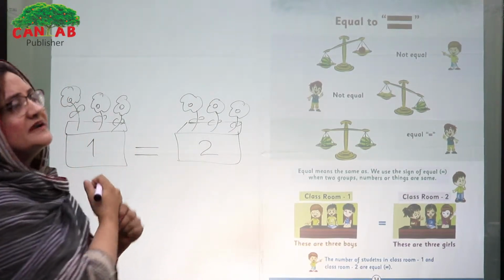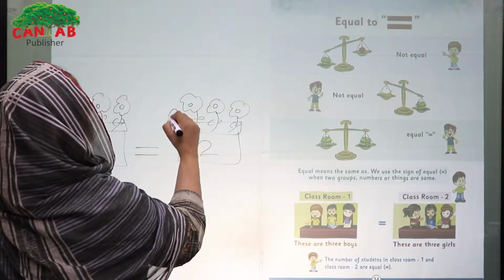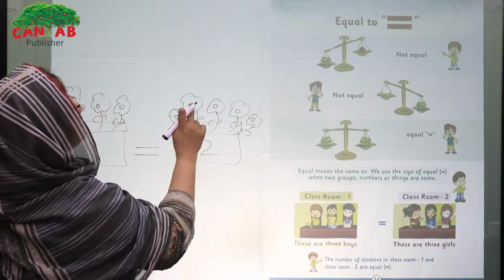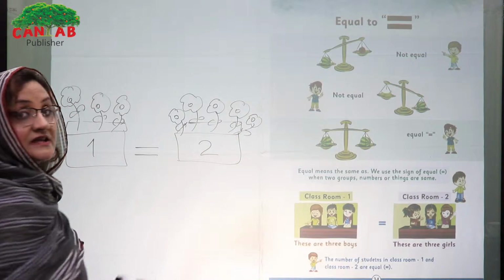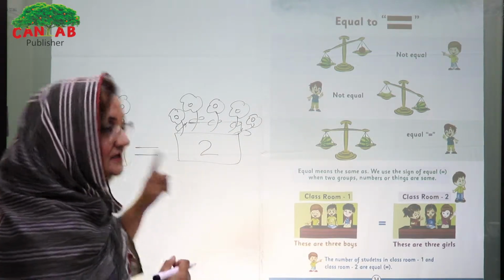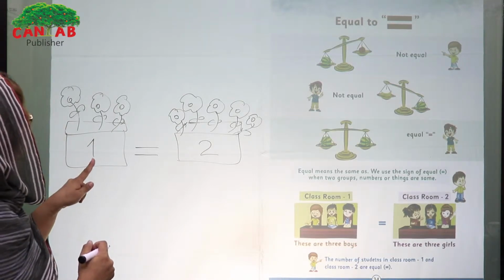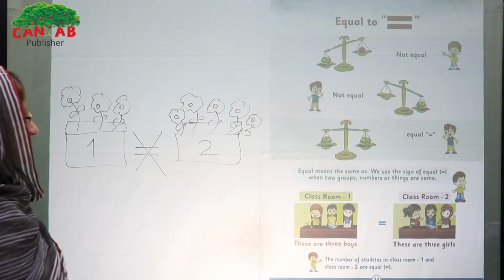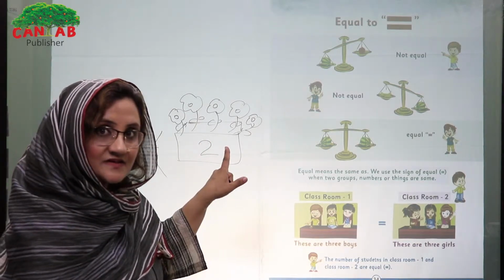But if there are, like this, count it, 1, 2, 3, 4, 5. There are 5 flowers in box number 2. Then the number of flowers in box number 1 is not equal to box number 2.